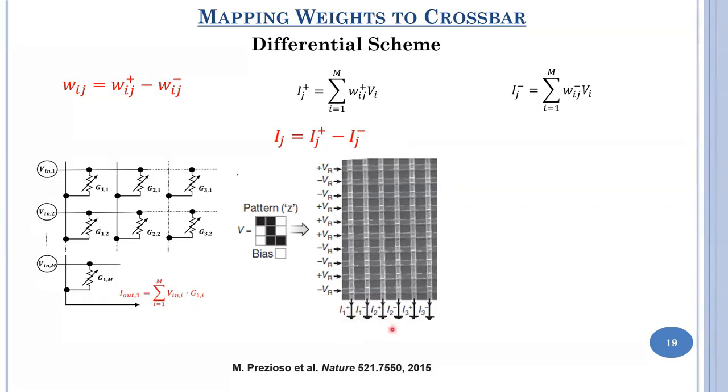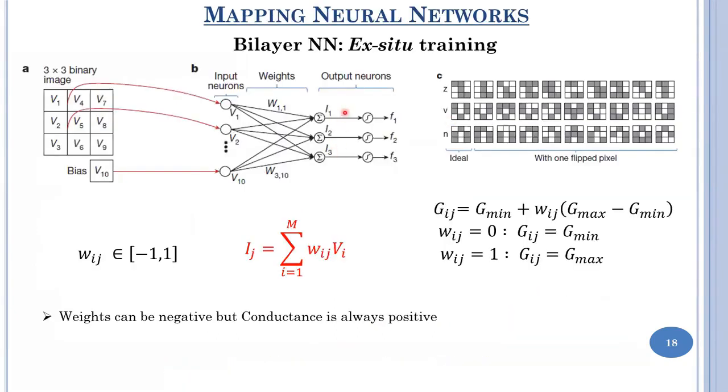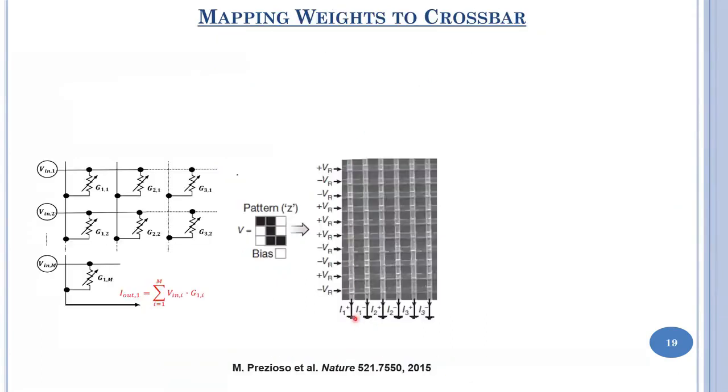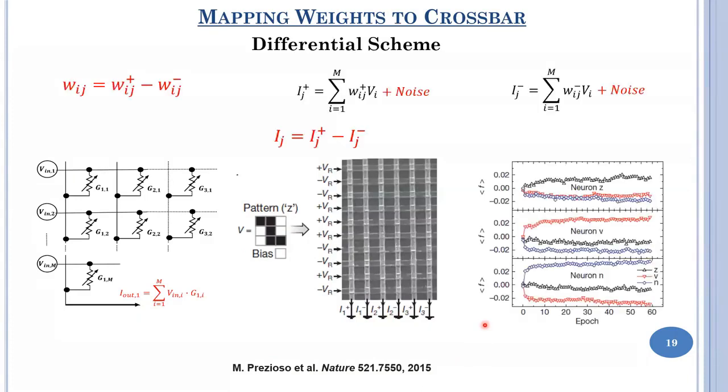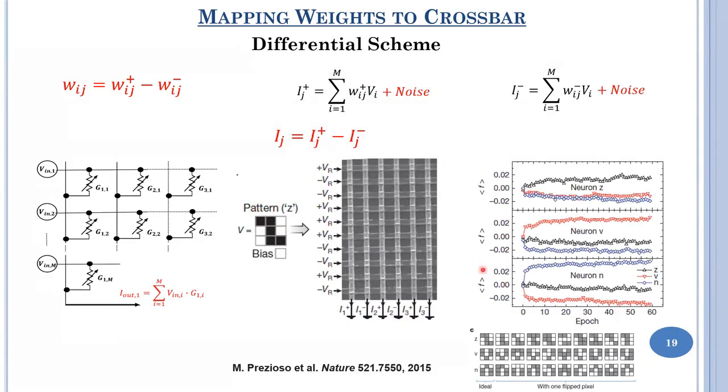Similarly, these two columns represent neuron 2, an output neuron, and these two columns represent neuron 3. If you remember, there were three outputs, each corresponding to the class of Z, the class of V, and the class of N. So I1 is encoded by the first two columns, I2 encodes the second label, and I3 encodes the third label. Now with that, let me tell you how the operation works. If you present to this network anything from class Z, like any of these images, you just apply voltages corresponding to the individual pixels of these images, and then you look at the current being sunk by these different columns.